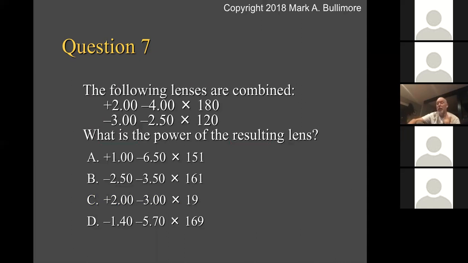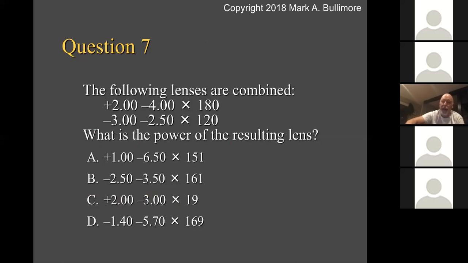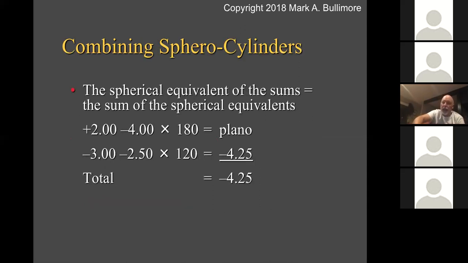So these two lenses are combined, and now we've got axes, or meridians, that are oblique. You may be able to identify the right answer just by considering the following. The spherical equivalent of the sum is the sum of the spherical equivalents. So if you go back to those two lenses, you can figure out the spherical equivalent of the first one, figure out the spherical equivalent of the second one, and add them together.